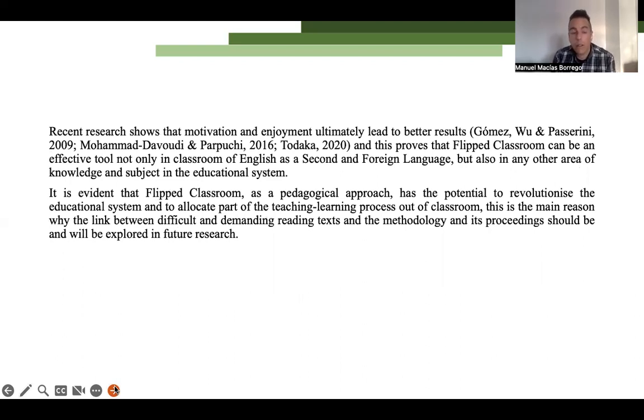It is evident that flipped classroom as a pedagogical approach has the potential to revolutionize the educational system and to allocate part of the teaching-learning process out of the classroom. This is the main reason why the link between difficult and demanding reading texts and the methodology and its proceedings should be and will be explored in future research.